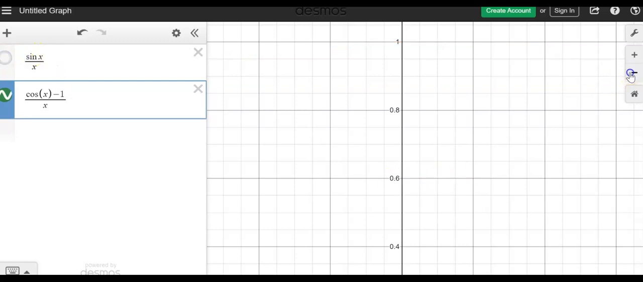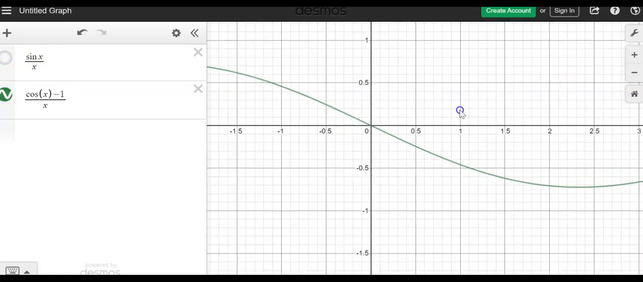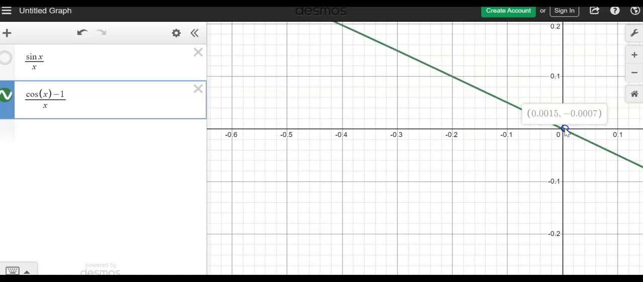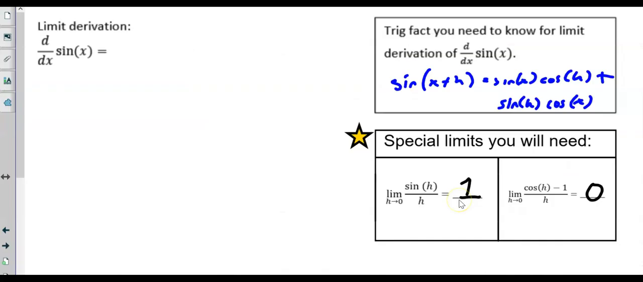So here is this graph of cosine of x minus 1 over x. And you can see the y value on both sides is approaching 0. And if I drag the cursor, it does give me an undefined value at x equals 0. But the limit is 0. Two special limits. That's all I wanted to show you.